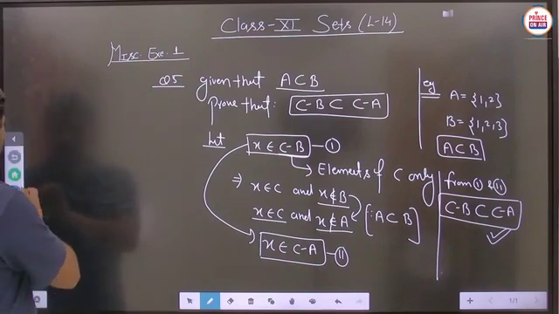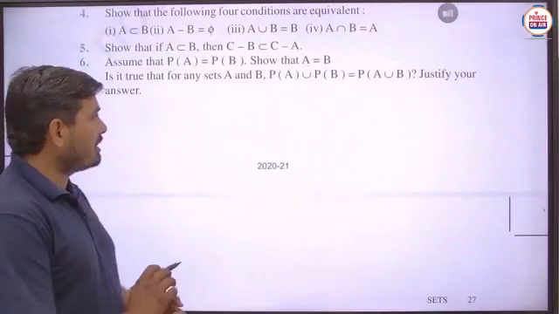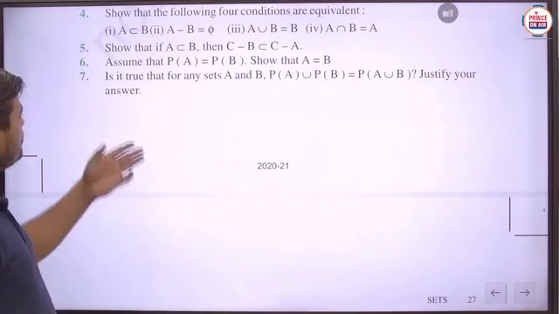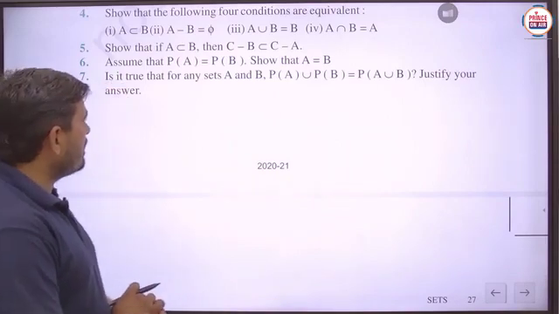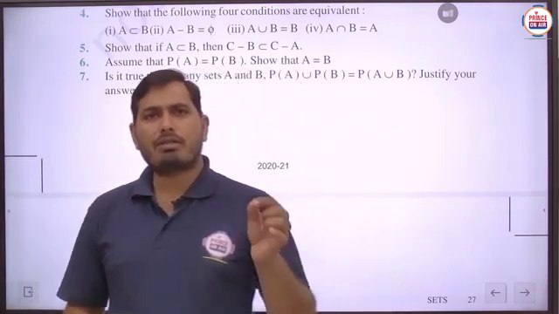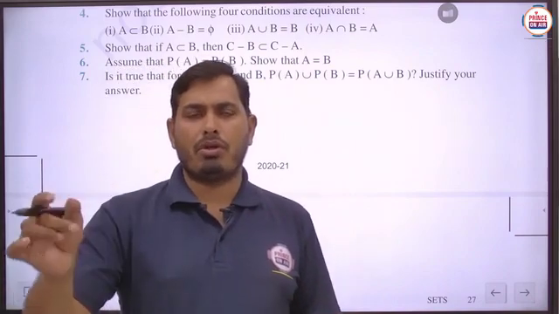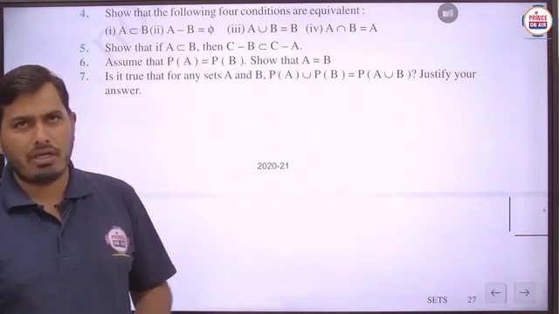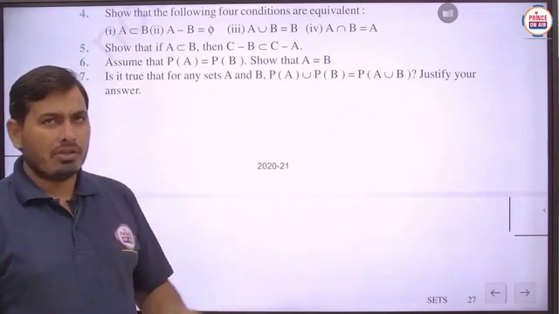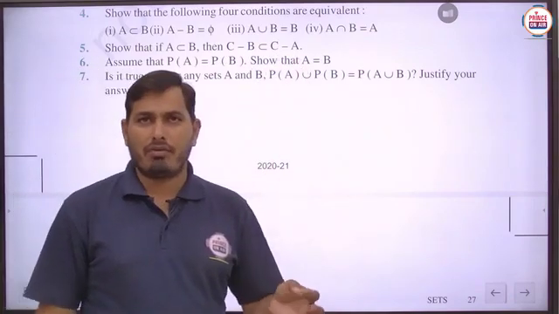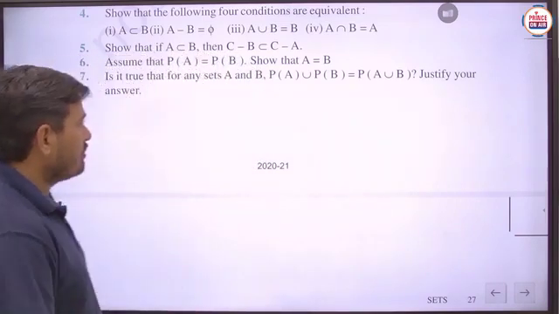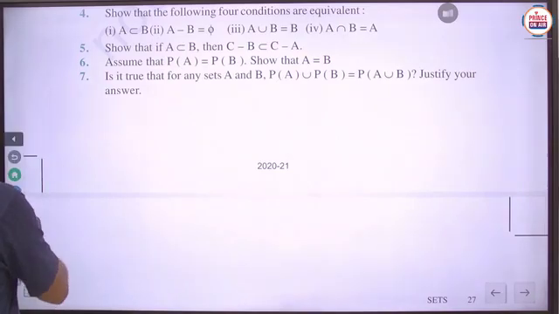In this question number 6, assume that P of A equals P of B. What is the meaning of P of A? P of A means the power set of A, and it is said to be equal to the power set of B. So we are saying that the power set of A is given as the power set of B. Then we have to prove that A equals B, meaning set A is equal to the set B.